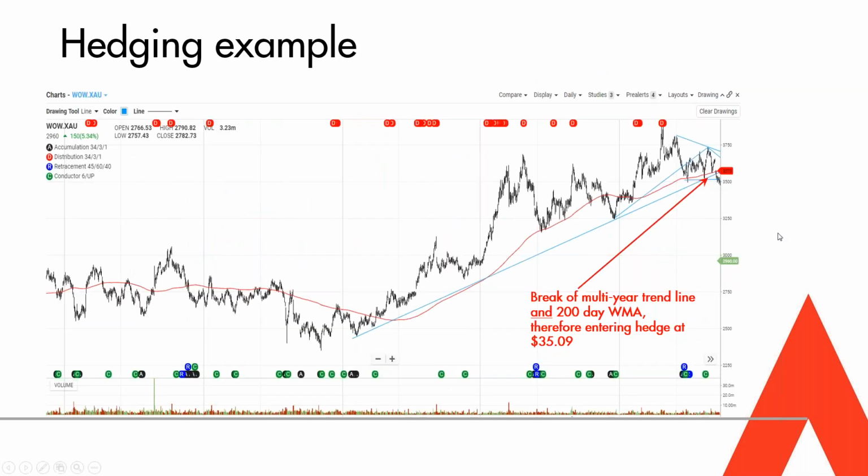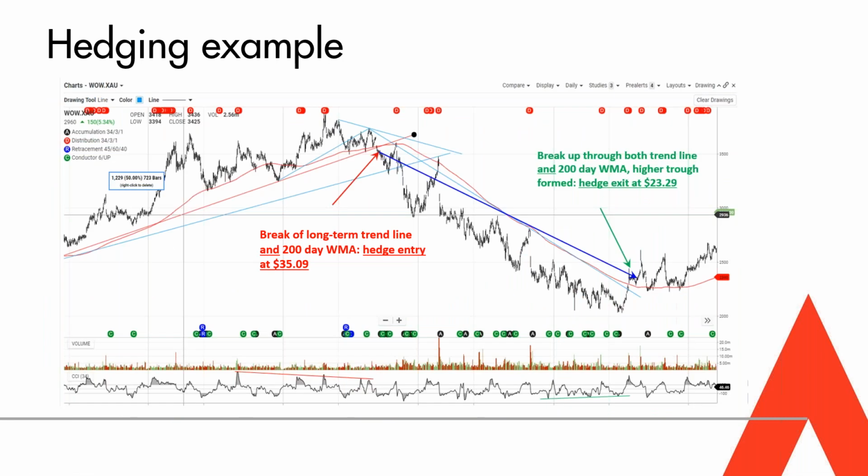So let's go through an actual hedging example. Our hedge signal in this case will be a break of the overall long-term rising trend line in conjunction with a break of the 200-day weighted moving average. Therefore, we're entering the hedge at $35.09 based on the break of the trend line and the weighted moving average, suggesting the start of an overall longer-term downturn in this stock. Sure enough, the stock does continue to decline.